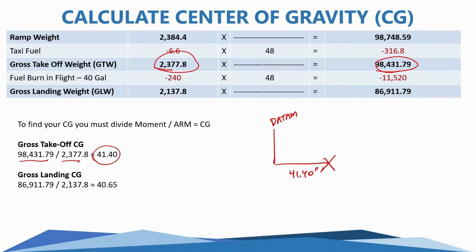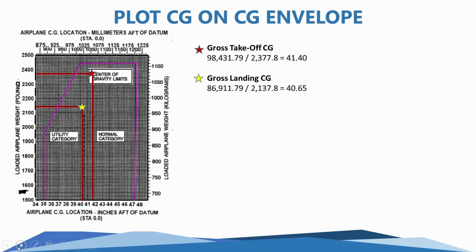Doing the exact same thing with our landing CG, we have our weight and our moment. So we're going to divide the 86,000 by the 2,100 pounds. So we've got the moment divided by weight, and then we get our landing CG of 40.65. What we're going to do with these values is come over to our CG envelope, and depending on what your airplane has, it may look slightly different than what you have. I highlighted it in pink so you can see the outline a little bit better.